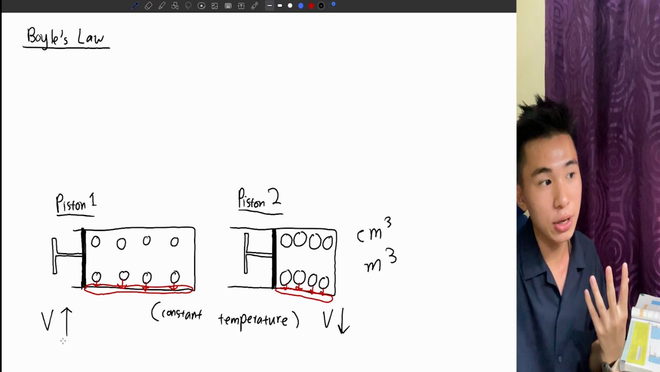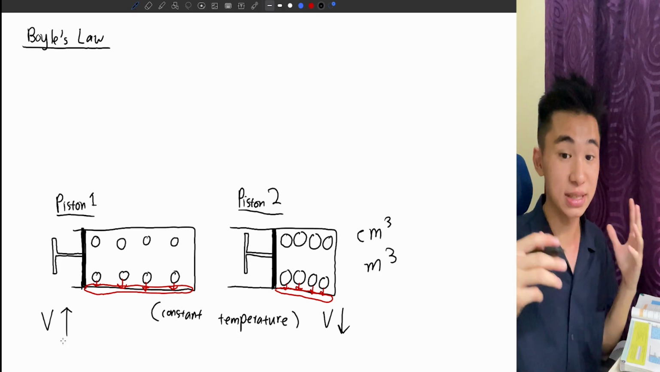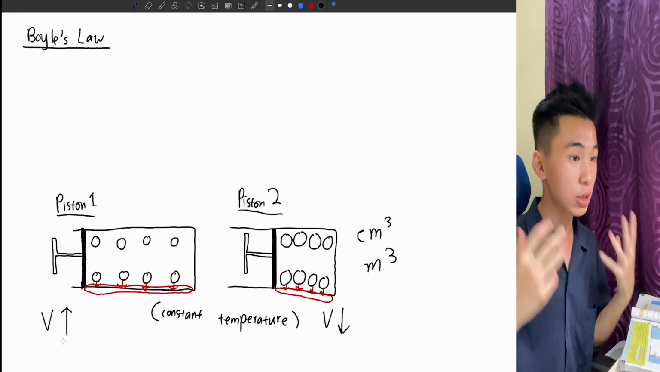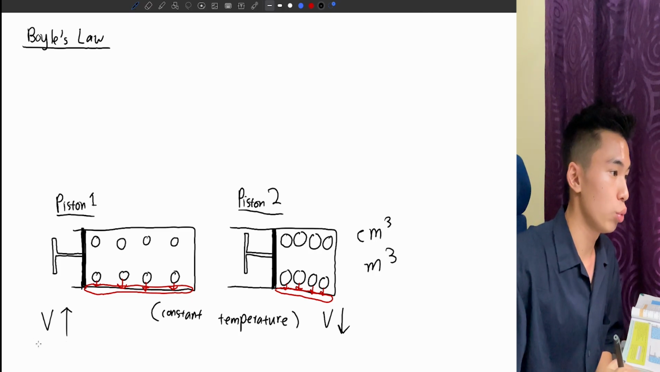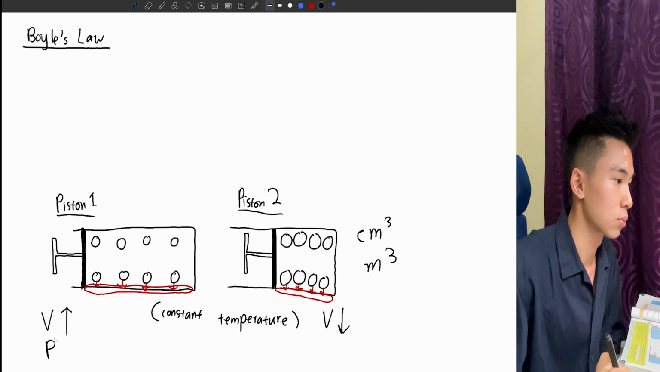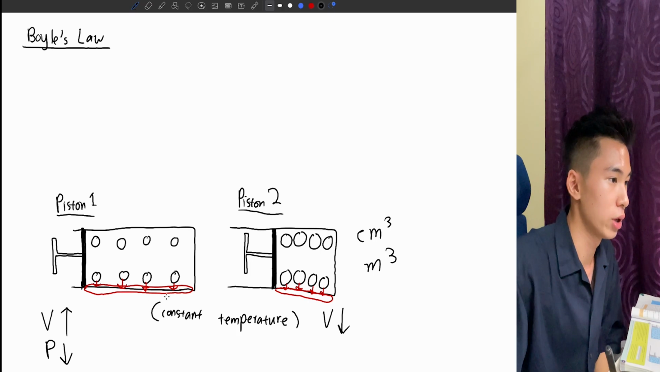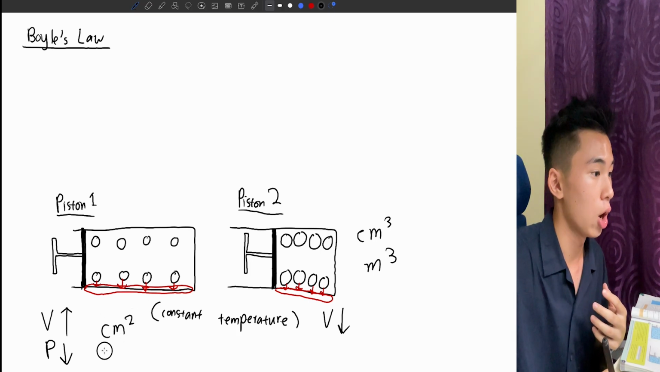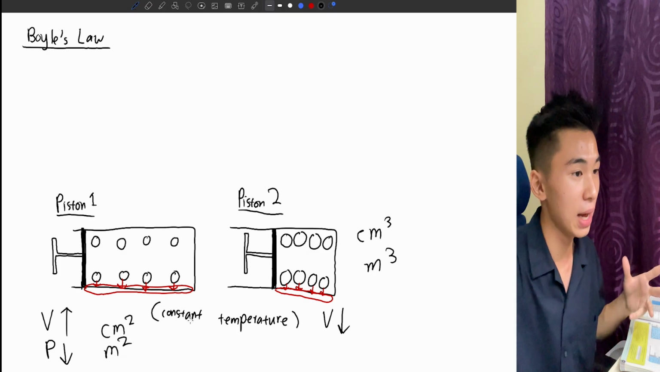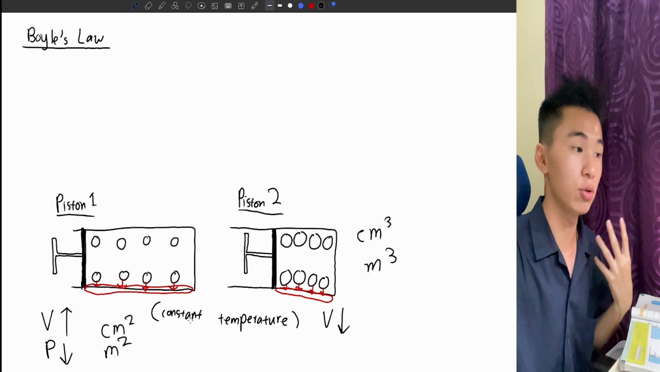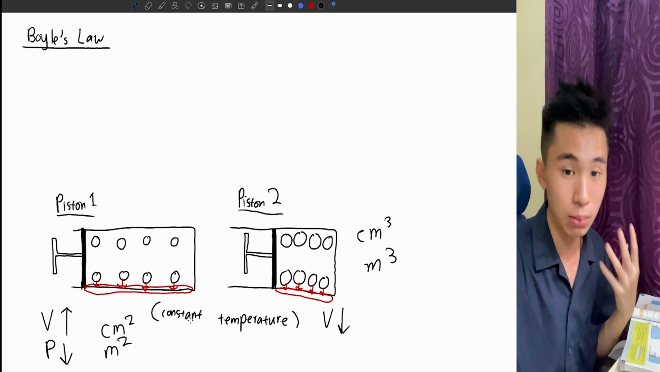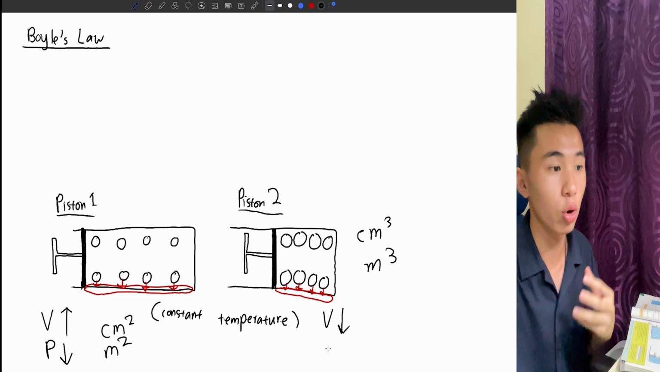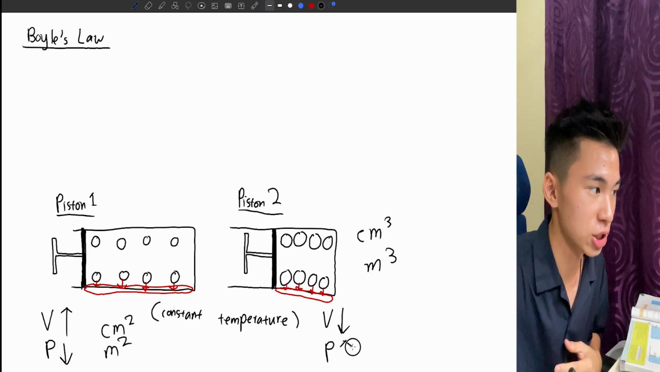So in summary, if we have greater volume at constant temperature, we will have lesser pressure over here, which means lesser pressure per cm square or meter square. It depends which SI unit you're using, but they are basically the same thing. So right here we have lesser volume, but we will have greater pressure.